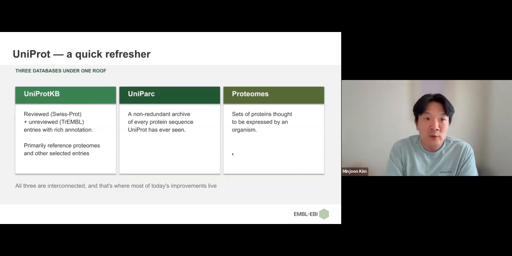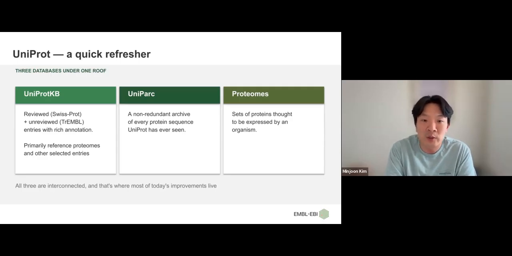Before we start, a quick refresher on UniProt. We have UniProtKB, UniParc, and Proteomes under the UniProt website. UniProtKB is the one that our users spend the most time on. It consists of the reviewed SwissProt entries and unreviewed TrEMBL entries. These are primarily reference proteomes and other selected entries that exist in UniProtKB. The others are stored in UniParc along with the entries that we have in UniProtKB.